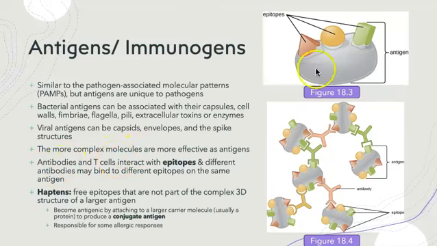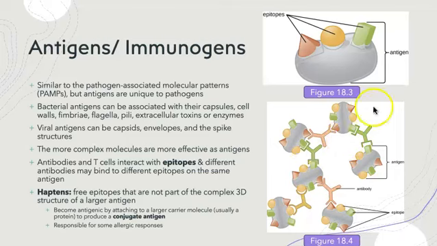And so the way we go about combating these antigens is that our antibodies and T cells will interact with something called epitopes, which you could see pictured up over here. Now, epitopes are also known as antigenic determinants. So those terms are interchangeable. And essentially, we will have different antibodies that can bind to these different epitopes on the same antigen.